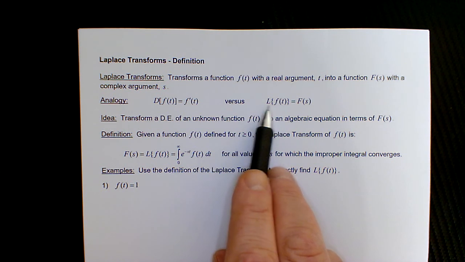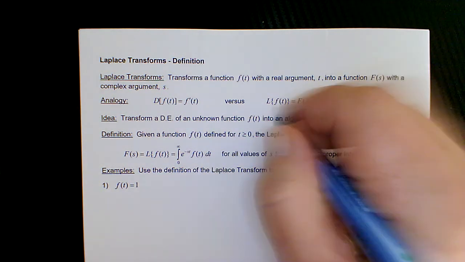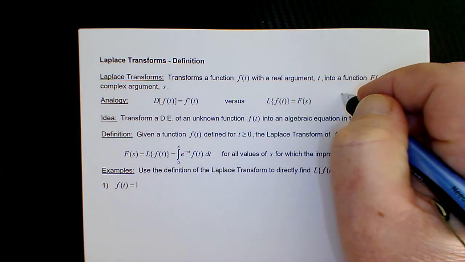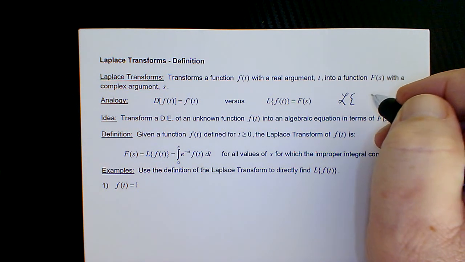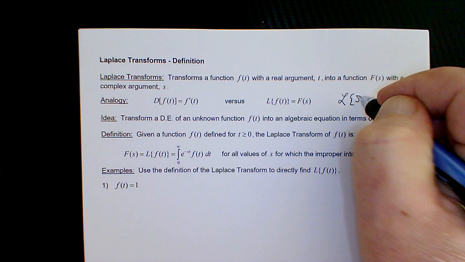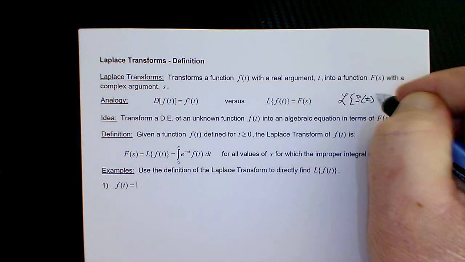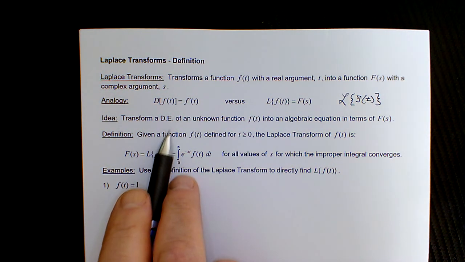And we use an L in front of the braces to denote the Laplace. And typically the L's fancy. I couldn't really find a fancy L on the computer, or it didn't really look that good. So this is how my Laplace transform L is going to look. So that's kind of a nice looking L.